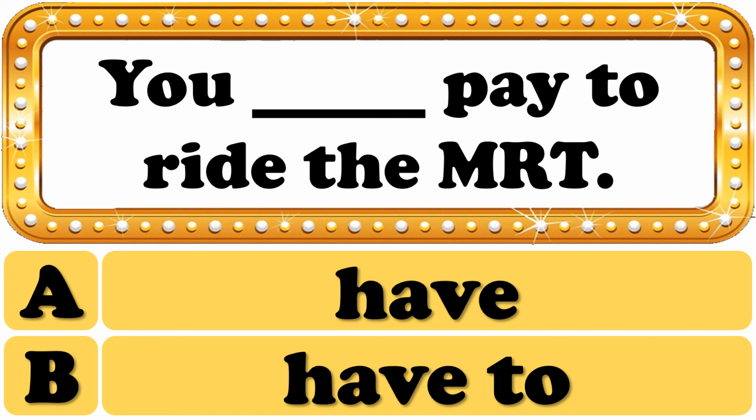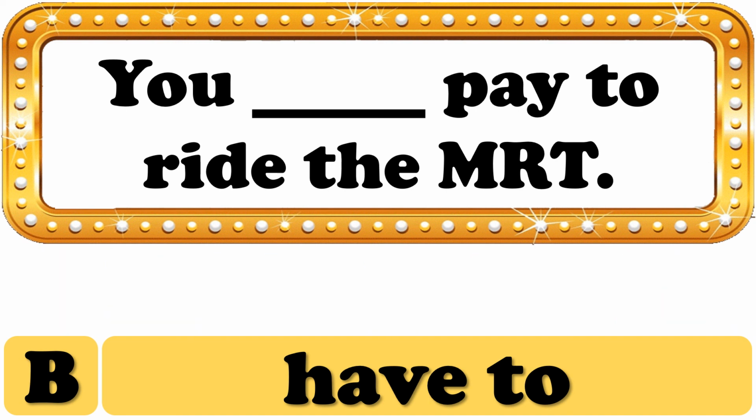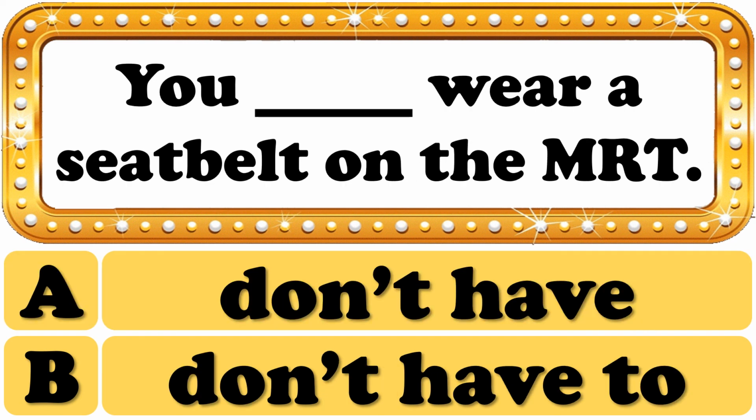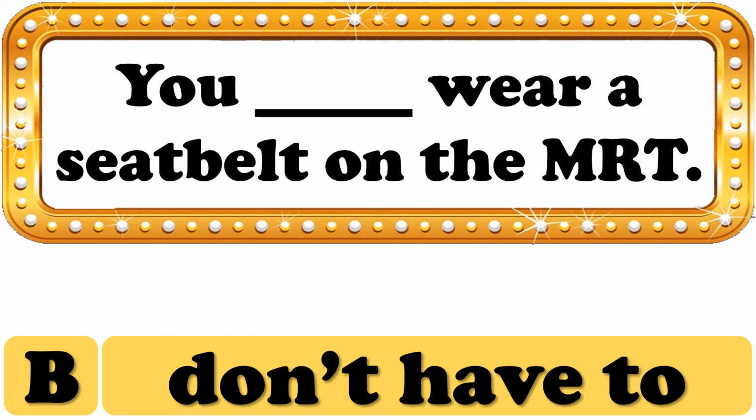Try this one. How would you finish this sentence? The correct answer is B. Have to. You have to pay to ride the MRT. Not a lot, but you do have to pay some money. How about this one? How would you finish this sentence, A or B? The answer is B. You don't have to wear a seatbelt on the MRT. I don't think the MRT even has seatbelts.